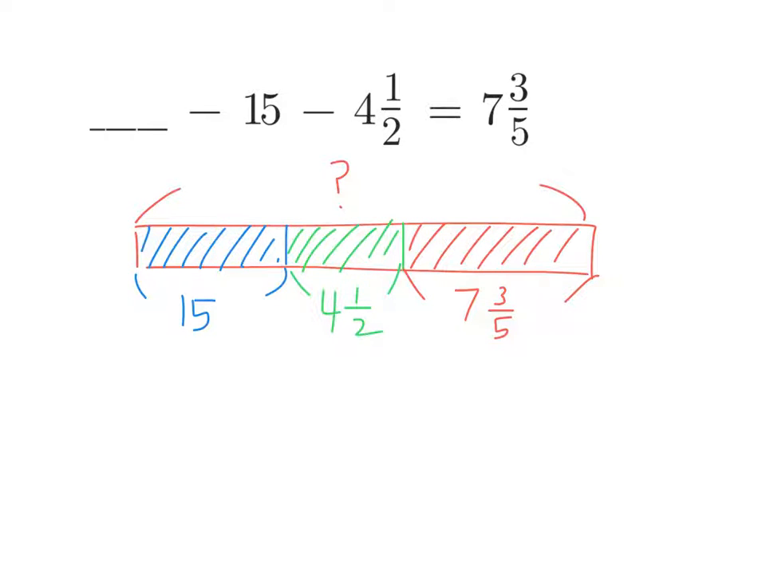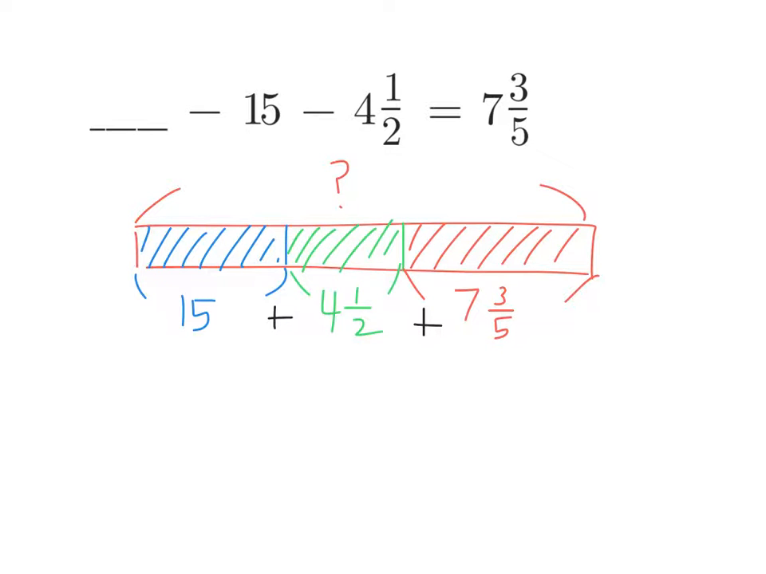It says I start with some unknown amount. Then I take away 15, take it away. I take away 4.5, take it away, and I'm left with 7 3/5. So how could I find out how much I started with in the beginning, Rahi? Do you see how, in order to find out how much is in my entire piece of tape, I just have to add 15 plus 4.5 plus 7 3/5.